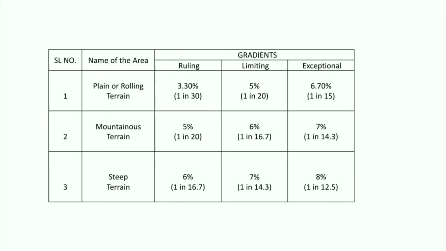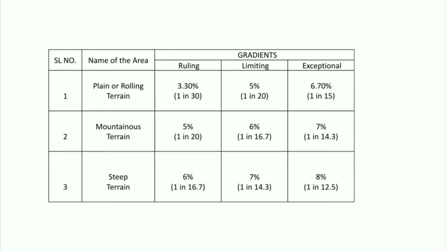So here is the chart. First one, plain or rolling terrain. Here the ruling gradient is 3.30% or 1 in 30. Limiting gradient is 5%, 1 in 20, and exceptional gradient will be 6.70% or 1 in 15.